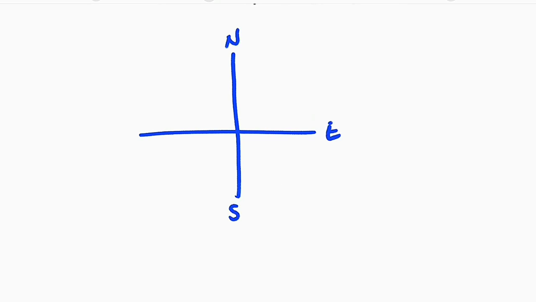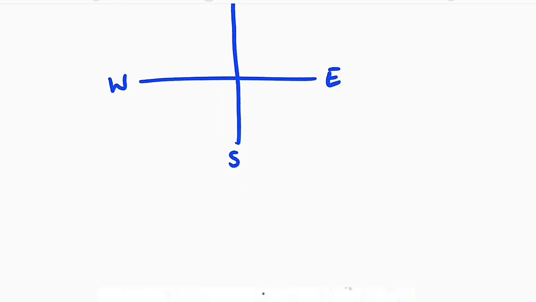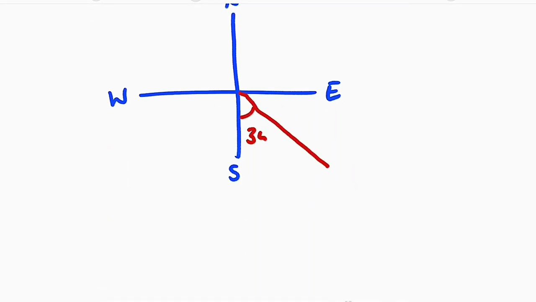First of all, let us draw the cardinal points. We have this. This is north, this is south, this is east, this is west. And you should know that all angles must either be measured from the north or from the south. So this particular direction is measured from the south towards the east. So roughly we have south to east. This particular angle here is what is given to us from the question, which is 35 degrees. And this is the position of Mr. John.